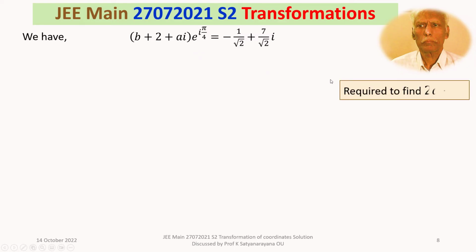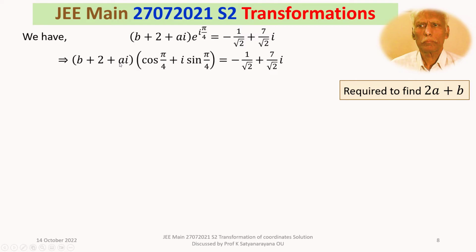We have this, which is brought forward from the previous slide, and we are required to find 2a + b. Here, (b + 2 + ai) multiplied by e to the power of i pi by 4, which is cos pi by 4 + i sin pi by 4, is equal to -1 by root 2 + 7 by root 2 i. And cos pi by 4 is 1 by root 2, sin pi by 4 is 1 by root 2.